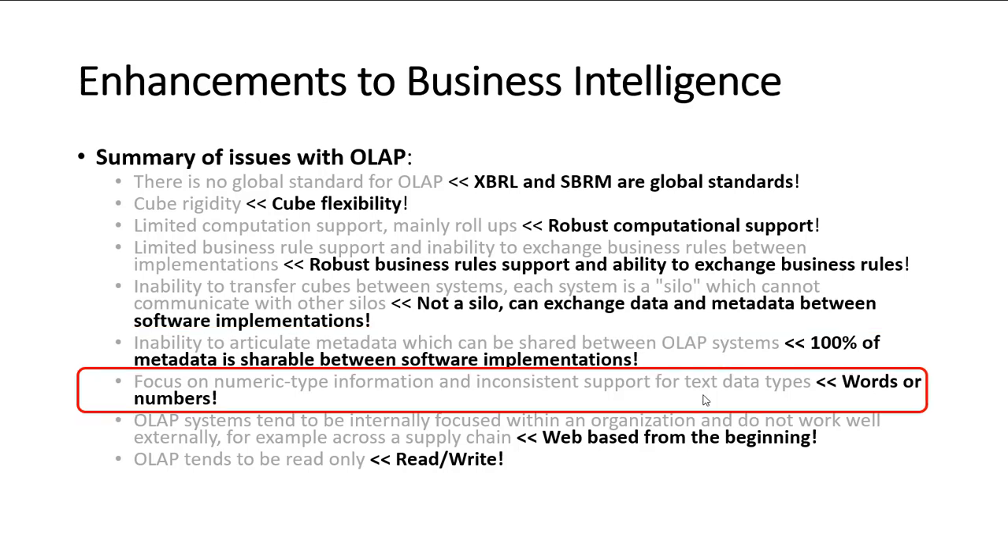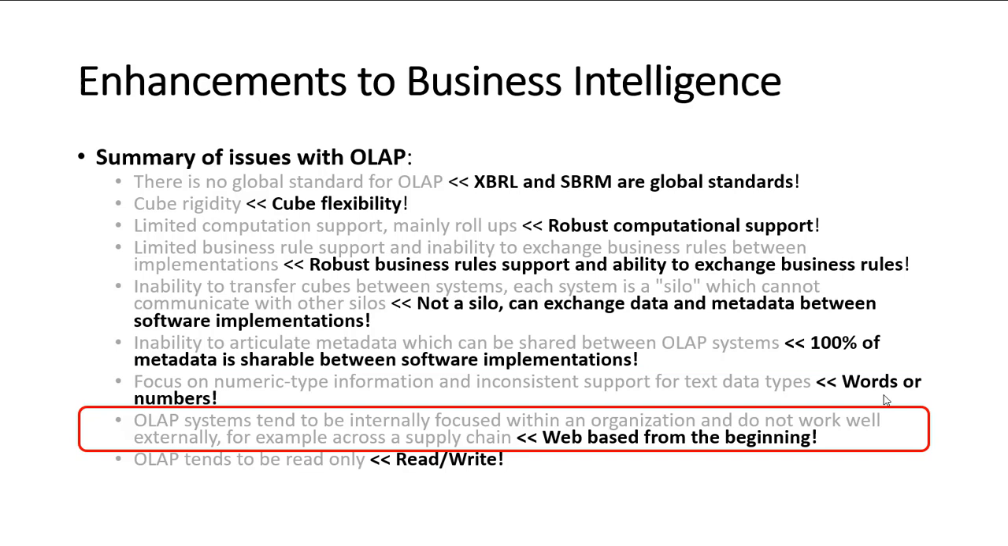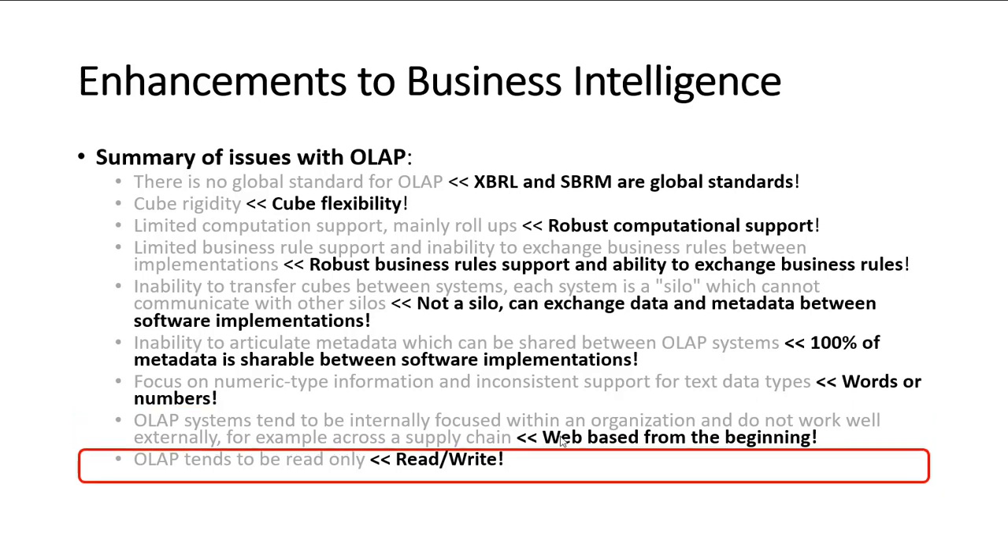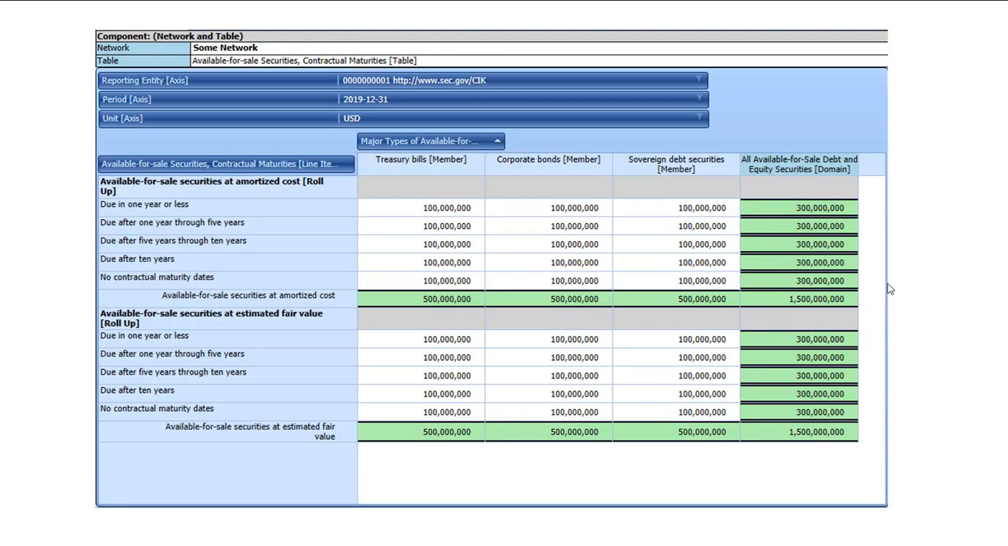OLAP tends to be focused on numeric data types and has limited support for text types. SBRM and XBRL use numbers or words. OLAP tends to be internally focused. SBRM and XBRL tend to be web-based, so you can use them across entire supply chains. And OLAP tends to be read-only. XBRL and SBRM is read-write. So these are some substantial new capabilities that I believe XBRL and SBRM are going to bring to the table.